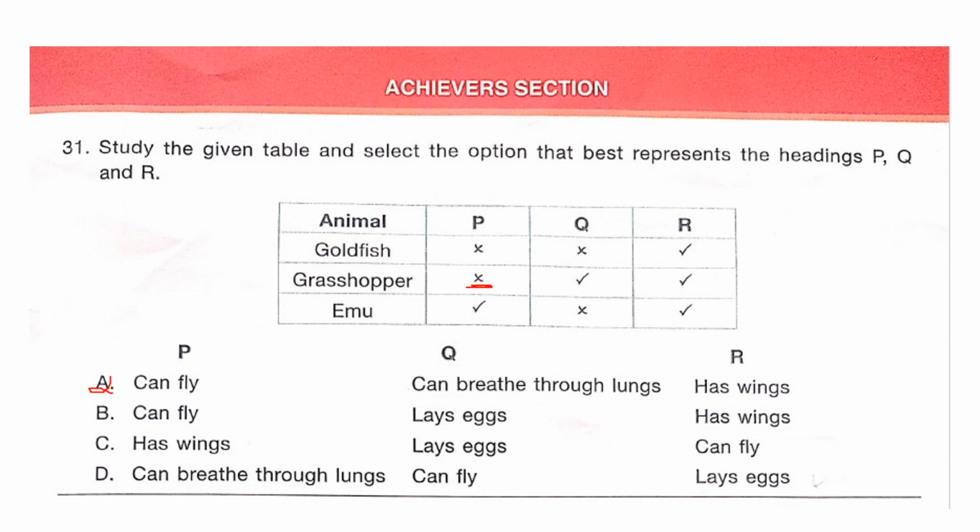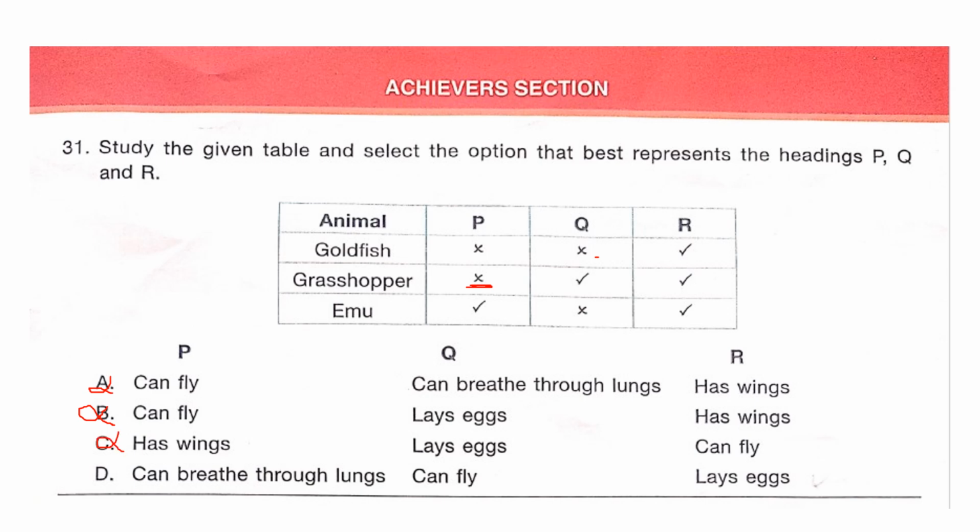In option B, for goldfish cannot fly is correct. Grasshopper can fly, but here it's given cannot fly. So option B is incorrect. In option C, has wings. Goldfish do not have wings. Grasshopper has wings. Emu has wings. This is correct for P. Now for Q, goldfish lays eggs, but here it is crossed. So this is also incorrect.